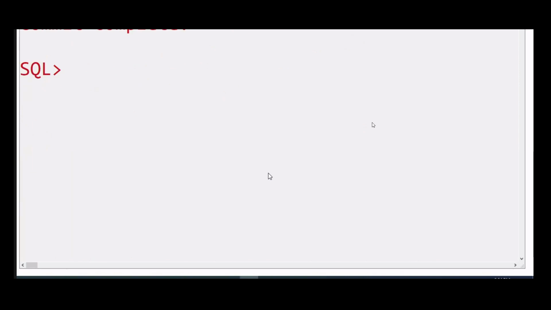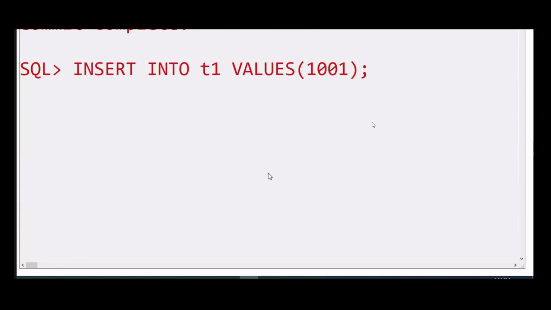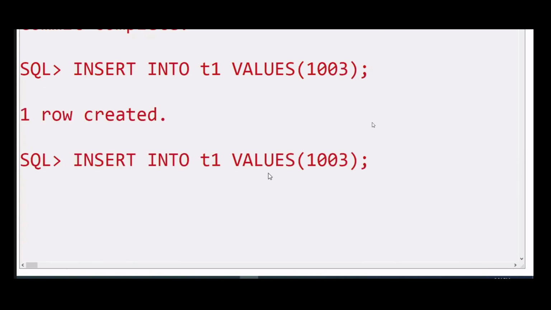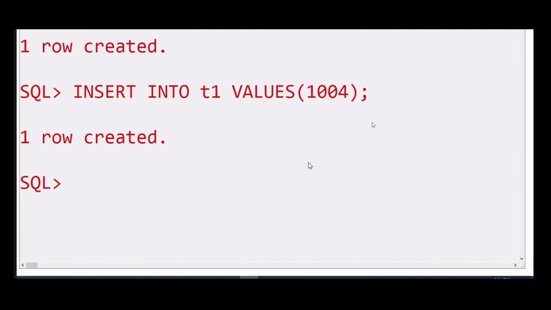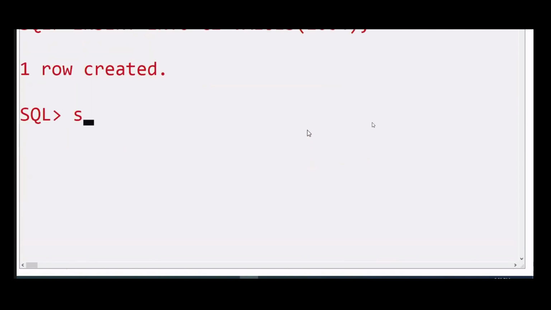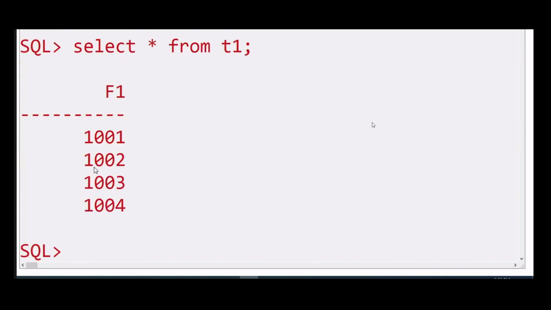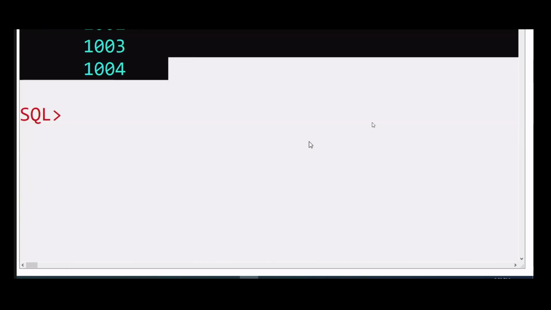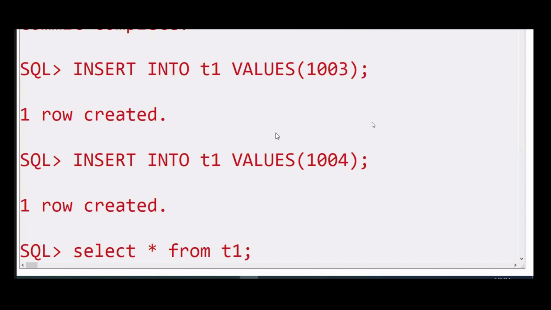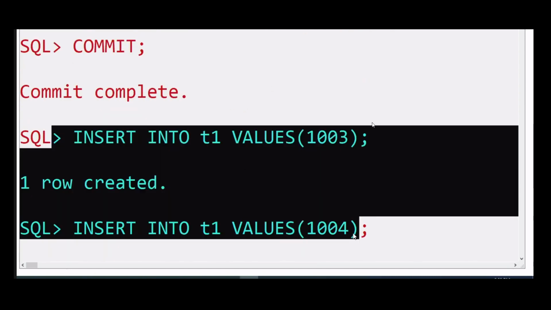Now I am performing two more actions. I am inserting 1003. One more record inserted in the instance. I am inserting one more record here. This record is also inserted in the instance. Now open and see the table data. Select star from T1. Observe here, how many records are there? 4 records are there. But I want to cancel these actions now.